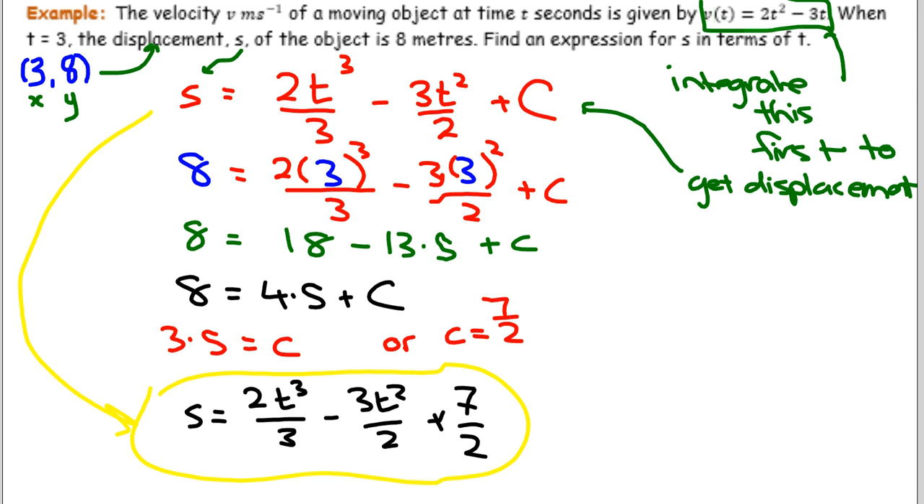What some people like to do too is have a common denominator. So the common denominator would have been 6, wouldn't it? Do you want to try doing that? No. We don't have time for that. So that would be 4T cubed minus 9T squared plus 21 all over 6.